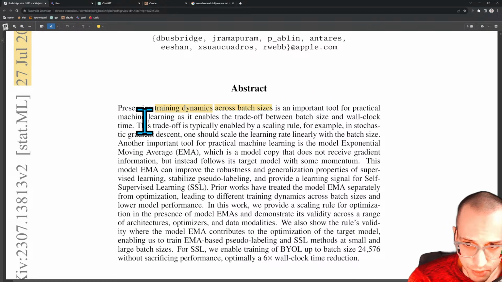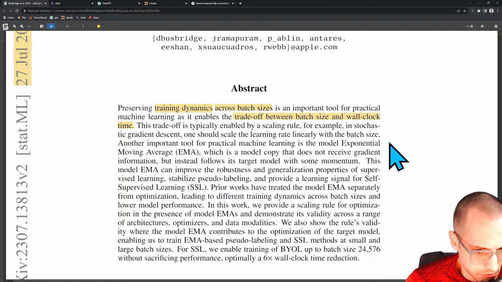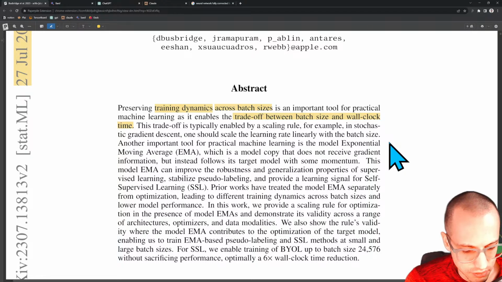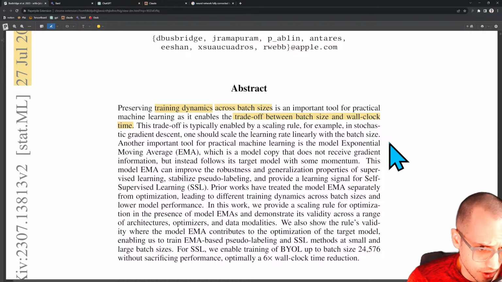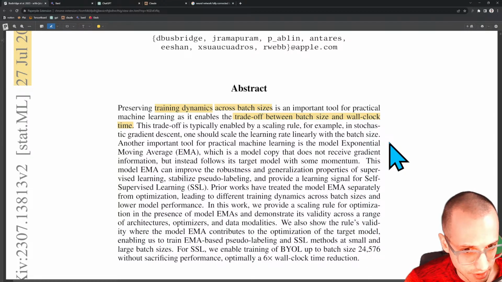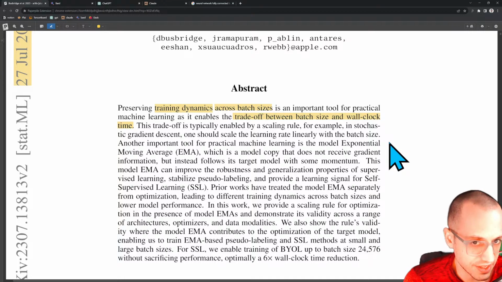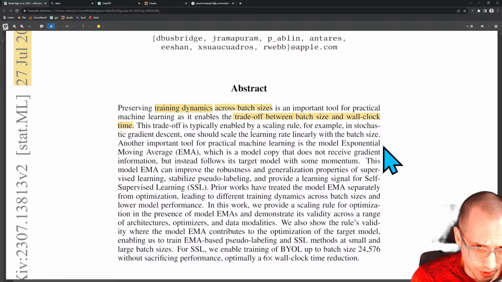"Is an important tool for practical machine learning as it enables the trade-off between batch size and wall clock time." So what do they mean here? When you're training a neural net and you have a data set of 1,000 images, you can break up that data set into batches of 100 and then feed it basically 10 batches of 100. And that'll take some amount of time. If you instead had a batch size of 50, then it would take 20 steps in order to feed that entire data set into the training process, which is one epoch. So there's a little bit of a trade-off between batch size and wall clock time.